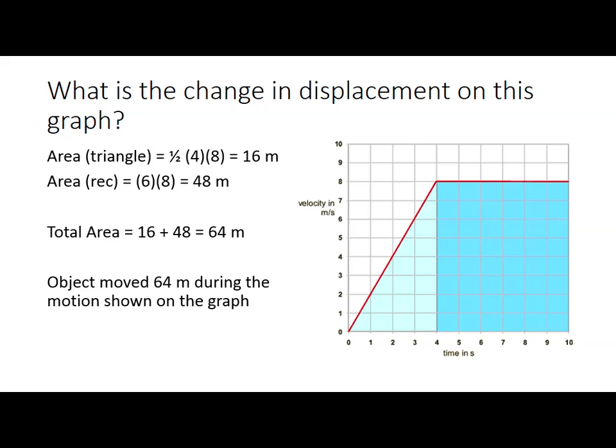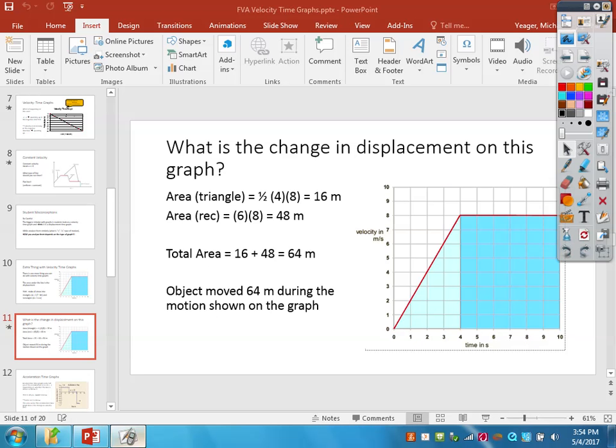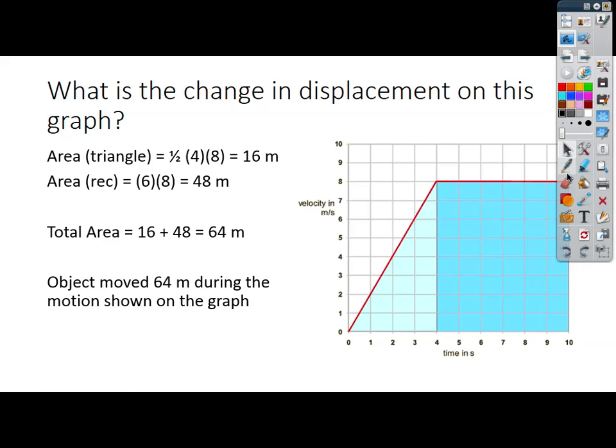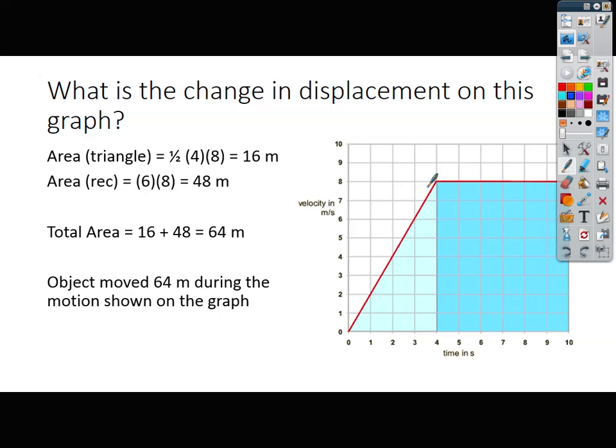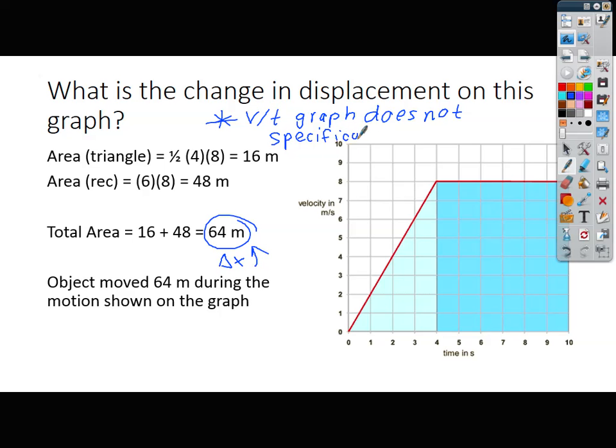All right, but I want to make one thing very clear. Need that pen again. All you're getting with this is that you know that the object has changed its displacement by 64 meters. But I want to make this so clear. A velocity time graph does not specifically say where the object is.